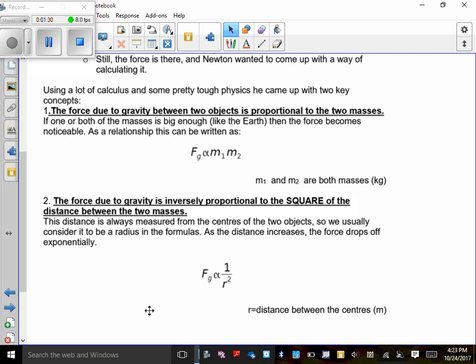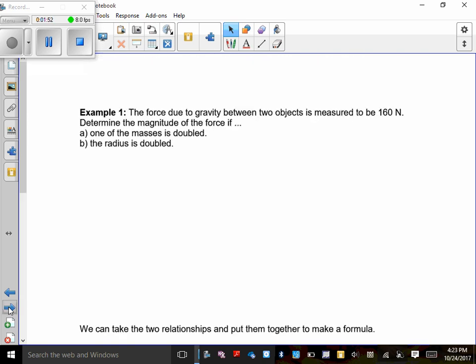The force due to gravity is inversely proportional to the square of the distance between the masses. The distance is measured from the center of the two objects. We talked a little bit about this last video, so we usually consider it to be the radius. As the distance increases, the force drops off exponentially because it's squared. And you're going to see that in an activity you do as well.